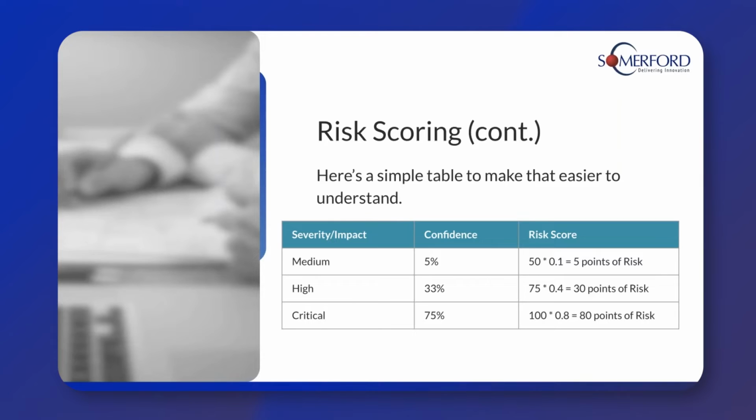So we multiply it by 0.1, giving our risk score for that particular risk rule with meeting these two criteria of 5 points of risk. Now, if it was high and the confidence was up to 33, 33 is in the 21 to 40%, so it gets 0.4, 75 times 0.4 is 30 points of risk. And if it's critical and it's 75% confidence, then 100 times 0.8 is 80 points of risk.